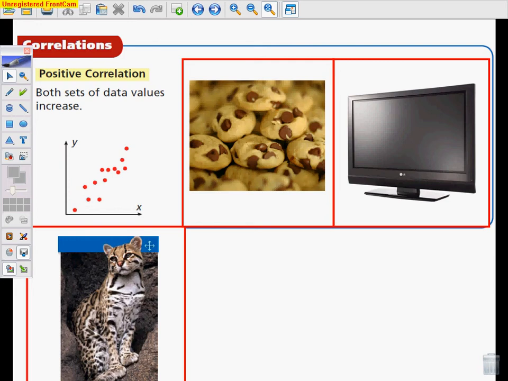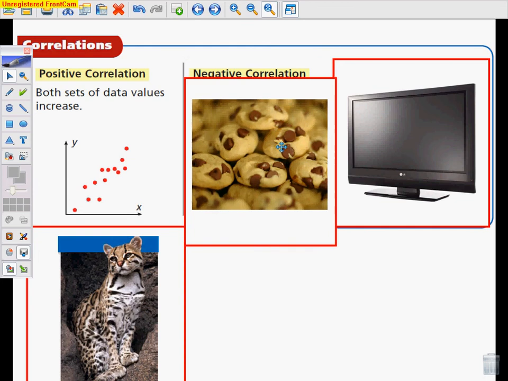For example, as you're writing this down, when we were talking about the lemonade, as the temperature increased, the number of lemonades sold also increased. So those are positively correlated. Okay, as one increases, the other increases. Another example of something that is positively correlated would be the height and weight of the soccer players. As the height of the soccer player increased, so also did the weight.